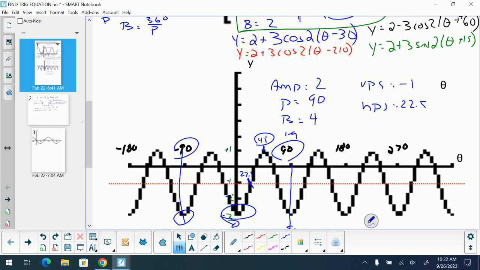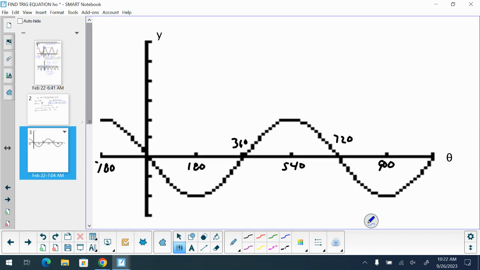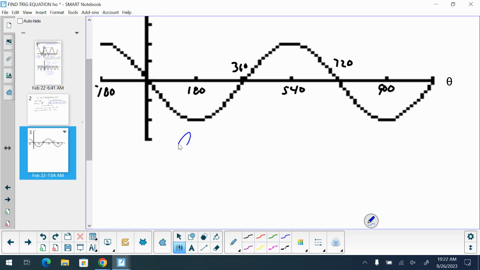All right, let's go to the back side. Again, find your amplitude, period, vertical phase shift, horizontal phase shift, and your B value. Find those tidbits of information, check your answers, then write yourself an equation.